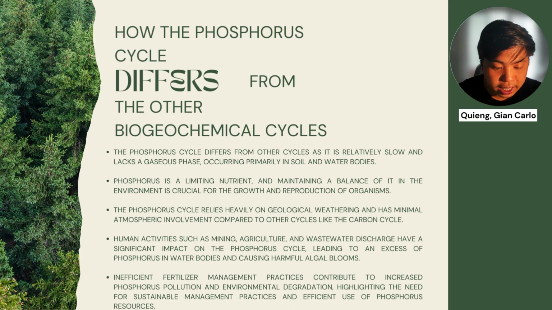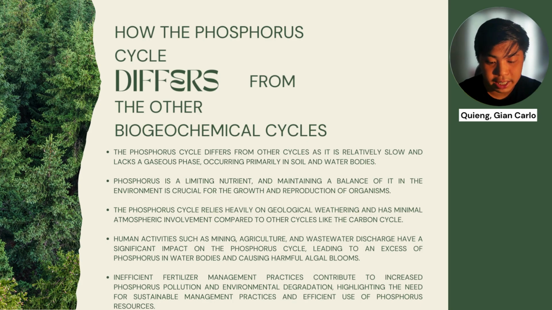In contrast, other cycles such as the carbon and nitrogen cycles have an abundance of their respective nutrients in the atmosphere. Thirdly, the phosphorus cycle has minimal atmospheric involvement and primarily relies on geological weathering to release phosphorus into the environment. This process can take centuries or even millennia. In contrast, the carbon cycle involves rapid exchange between the atmosphere, oceans, and living organisms.